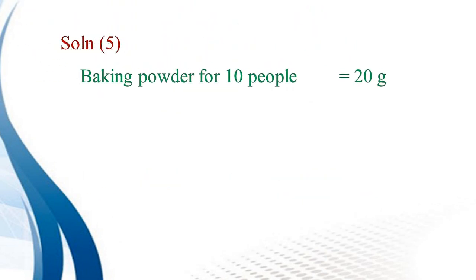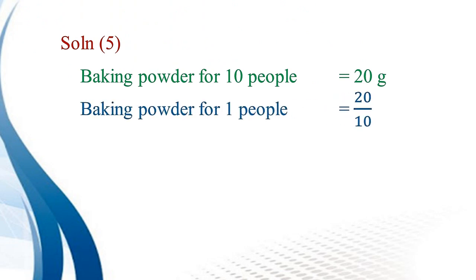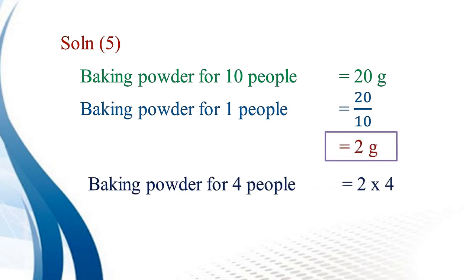Fifth one, baking powder for 10 people equal to 20 gram. Baking powder for 1 people equal to 20 divided by 10 will get 2 gram. Now we want to find the baking powder for 4 people equal to 2 multiplied with 4 will get 8 gram.